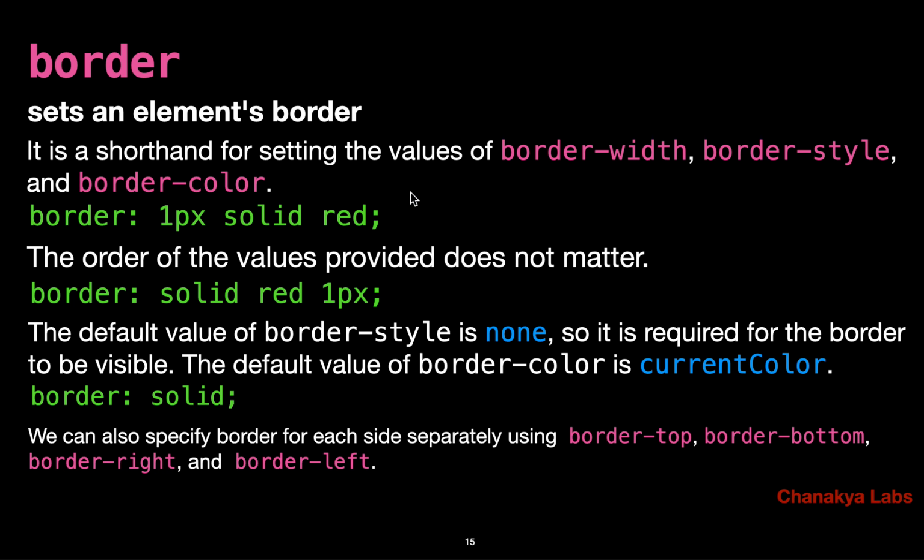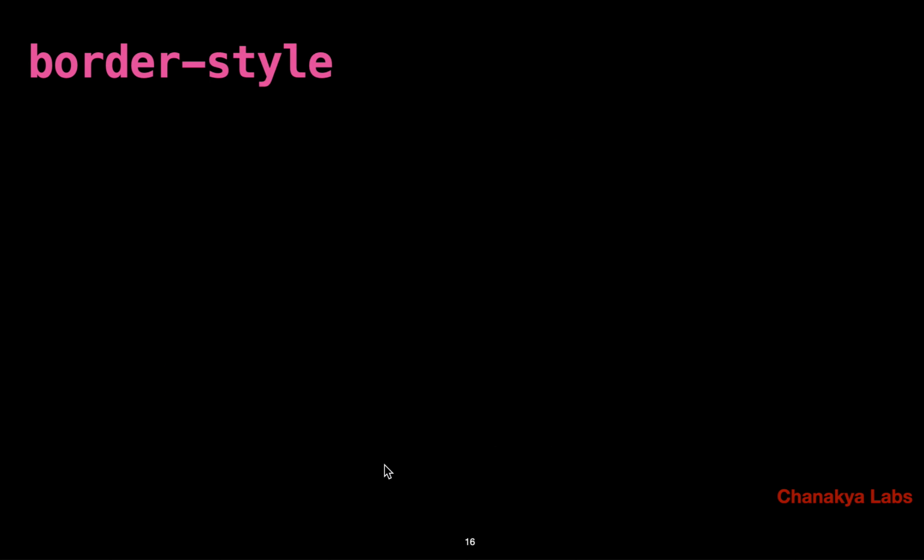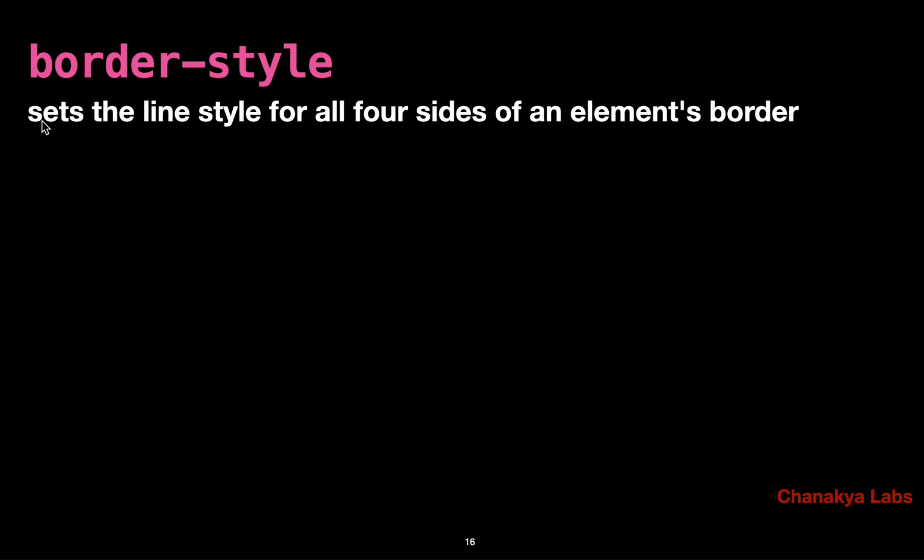Now we are going to see in depth what these things are. Obviously border is a shortcut for all of them, but you can target these separately also. As we mentioned, you can use border bottom, and similarly border top, border right, border left, that is fine. Let's come to border style. It sets the style of the border line on all four sides. So if I say border style is solid, all four sides are solid.